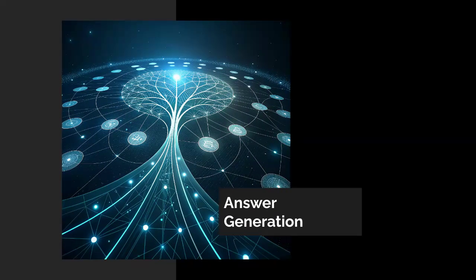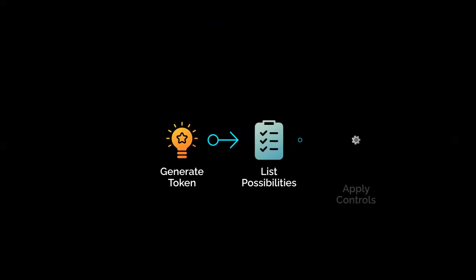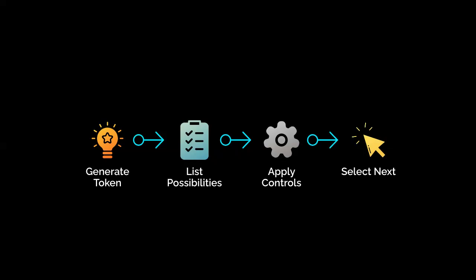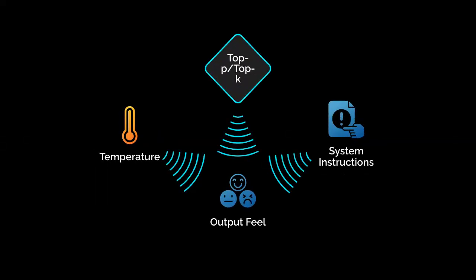So how does the AI actually choose what to say next? It generates one token at a time, listing possibilities, applying control settings, then selecting the most helpful next piece. Three main dials shape the output. Temperature controls creativity, top P and top K limit options, and system instructions set the tone.